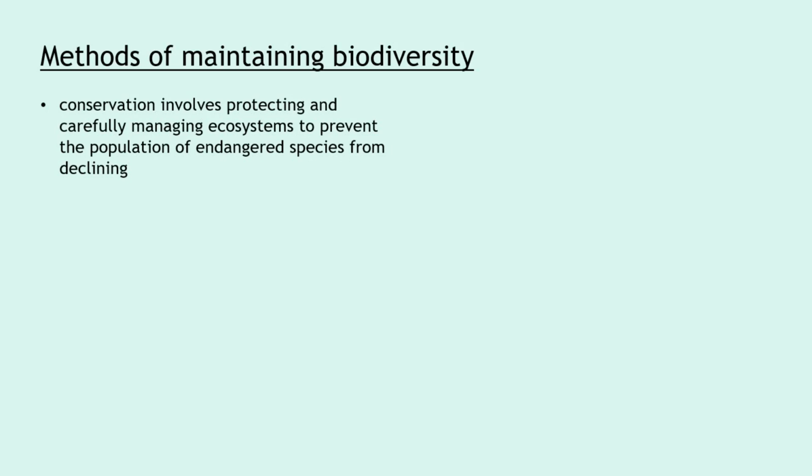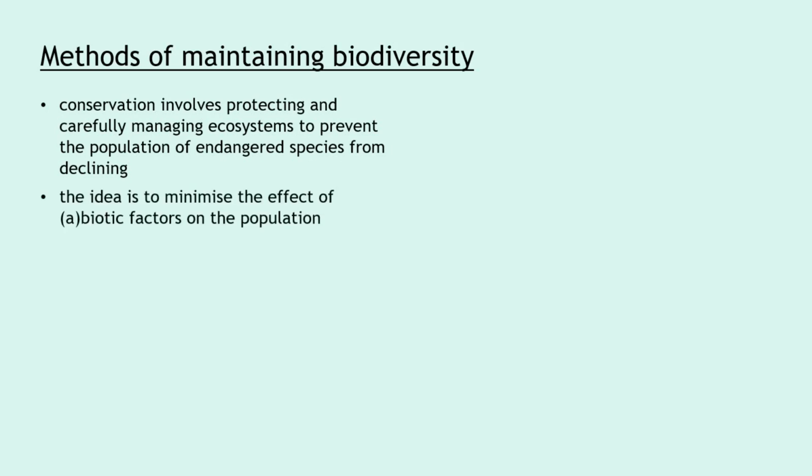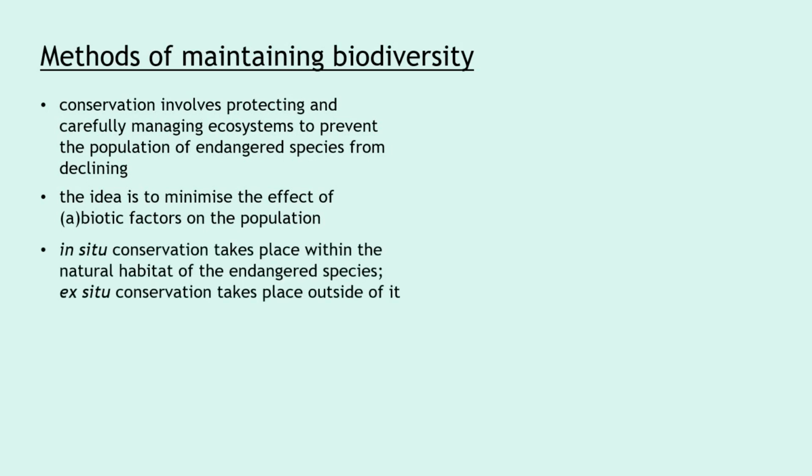The main idea of conservation is to reduce the effect of any biotic or abiotic factors on a population that will limit the growth of that population size or even cause it to decline. So we're making conditions as favourable as possible for an endangered species population. Conservation in situ takes place within the natural habitat of the species, whilst ex-situ conservation takes place outside of it. So let's have a look at a few in-situ conservation techniques.